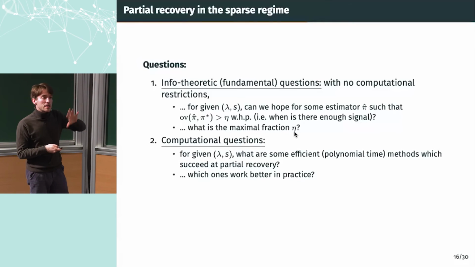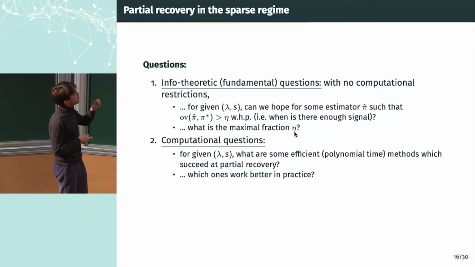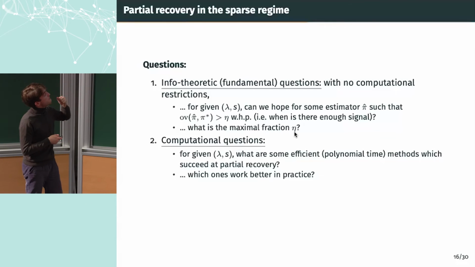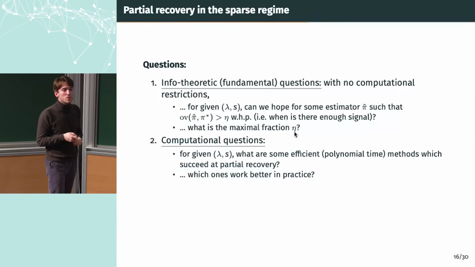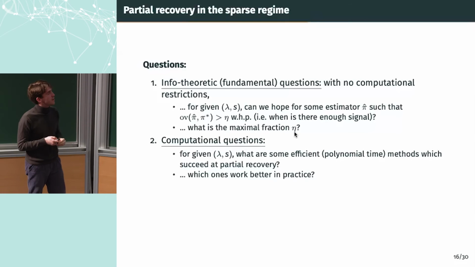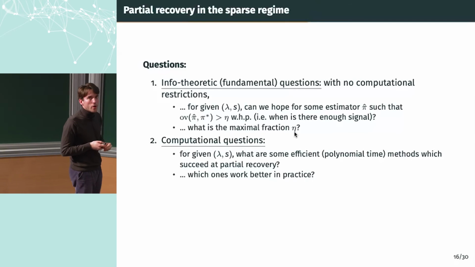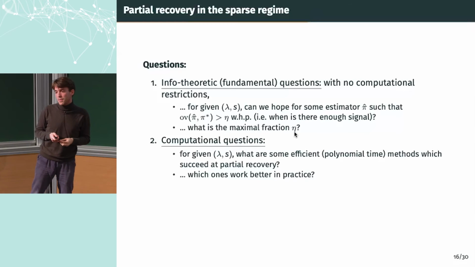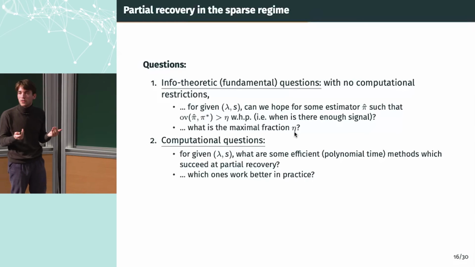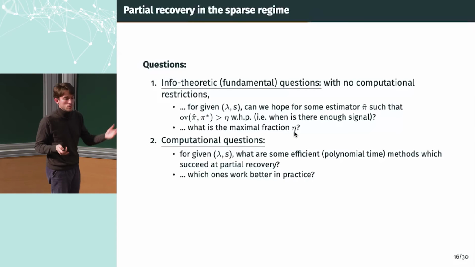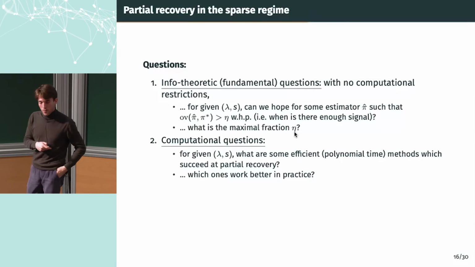And then the other aspect of the problem is much more computer science flavored. It's actually a computational question, meaning I have my parameters, and are there some efficient, that means polynomial time, algorithms that will succeed at outputting a partial mapping of my node sets? And which one works better in practice? It's also related to the fact that you can benchmark every method. You can look at what happens in practice.